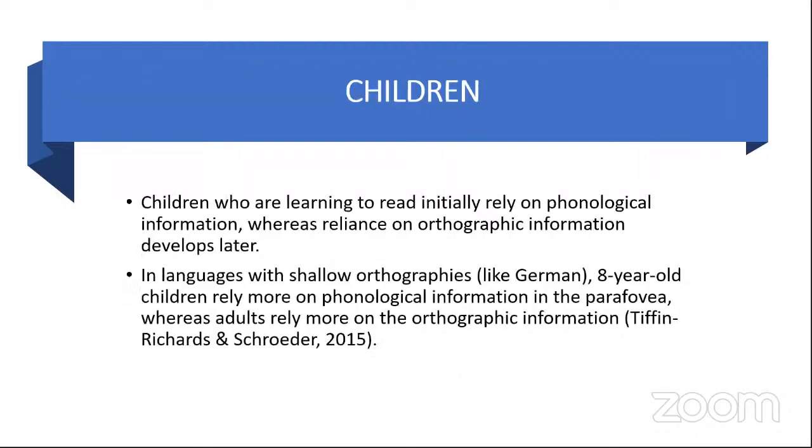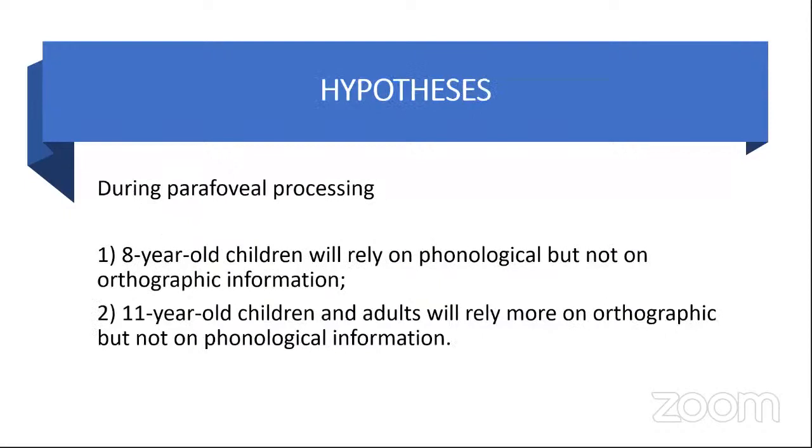As for children, it is known that children who are learning to read initially rely more on phonological information, whereas reliance on orthographic information develops later. And in languages like German, it is known that 8-year-old children rely more on phonological information in the parafoveal region, whereas adults rely more on orthographic information. In our study, we want to investigate whether there is this shift from greater reliance on phonological to greater reliance on orthographic information in Russian.